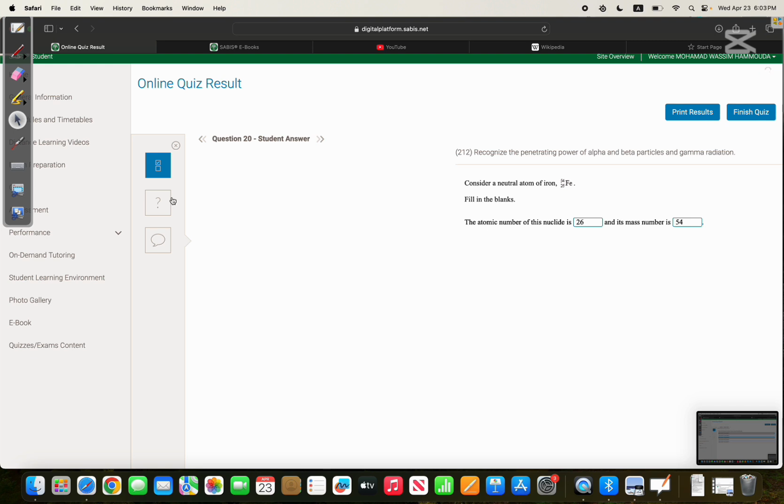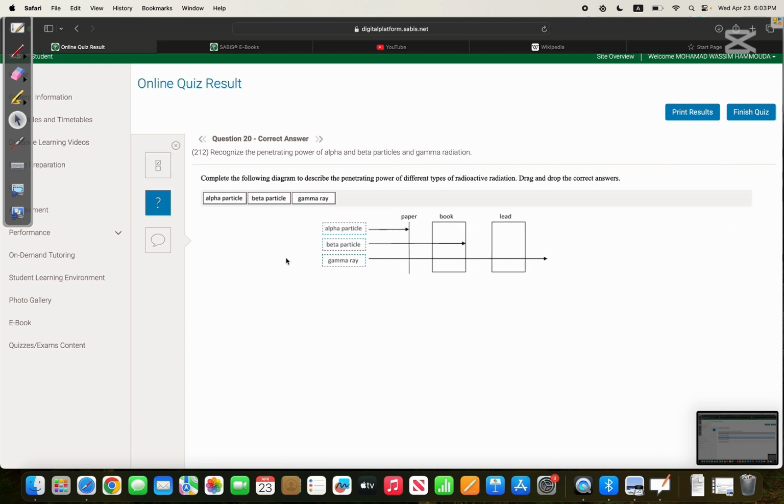Number 20. Look, as I said before, this is basically a question asking about the strength of the types of radioactive particles. So as we said before, alpha is the weakest, which goes through only one paper. Beta particles go through a book or like 5 sheets of paper. Gamma rays go through a book. They do not go through that, or they barely do.